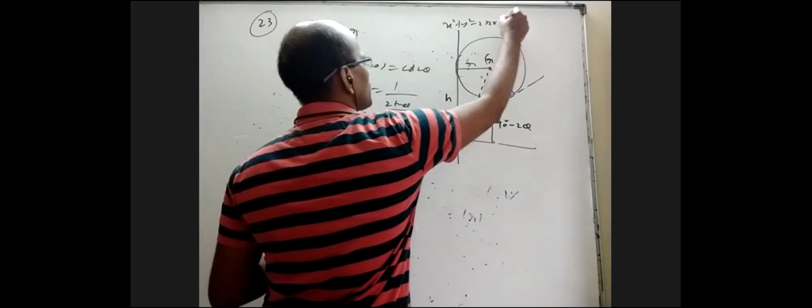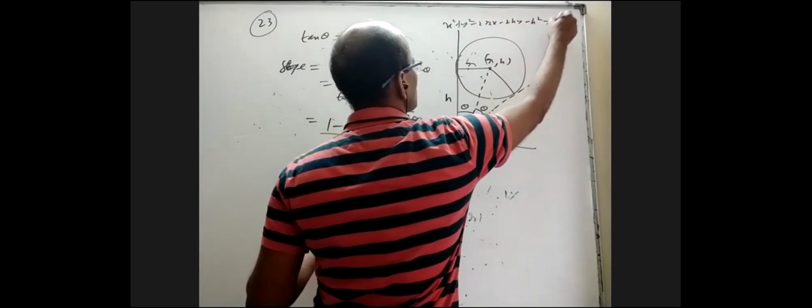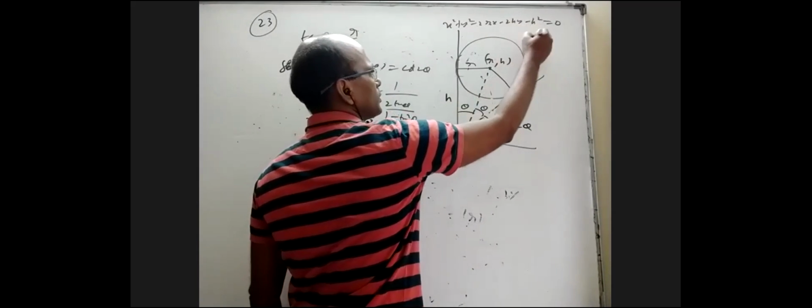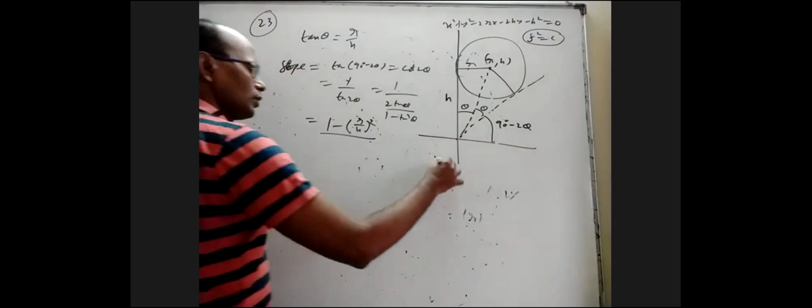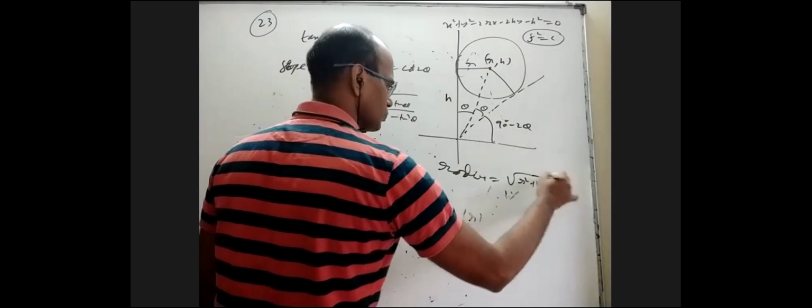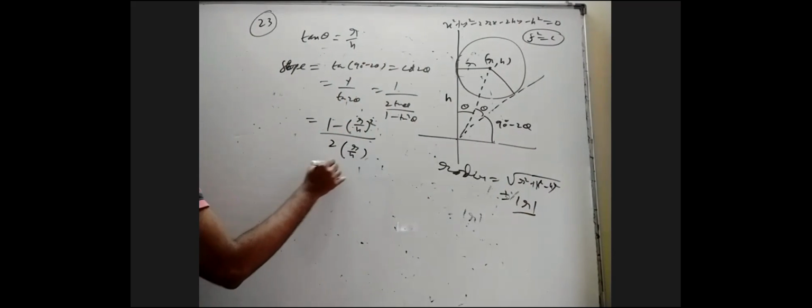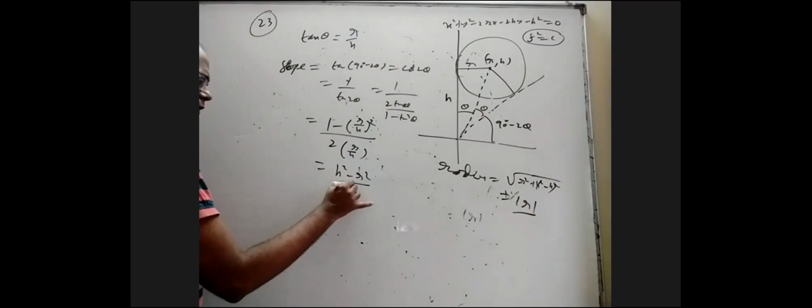The circle is x square plus y square minus 2rx minus 2hy minus h square equal to 0, by using f square equal to c, because of touching the y-axis. Or when you find the radius, you're getting root of r square plus h square minus h square, which is mod r. Okay, so 2 tan theta is r by h, giving h square minus r square by 2h.